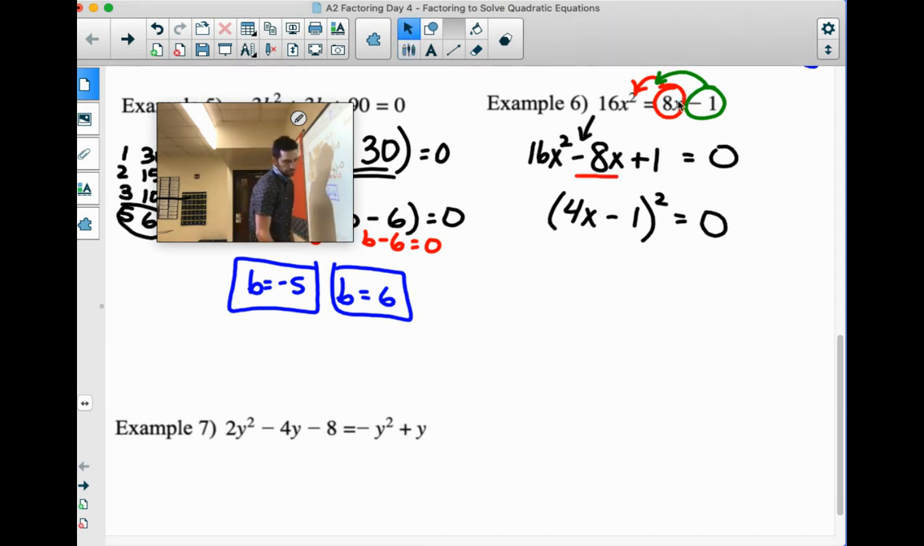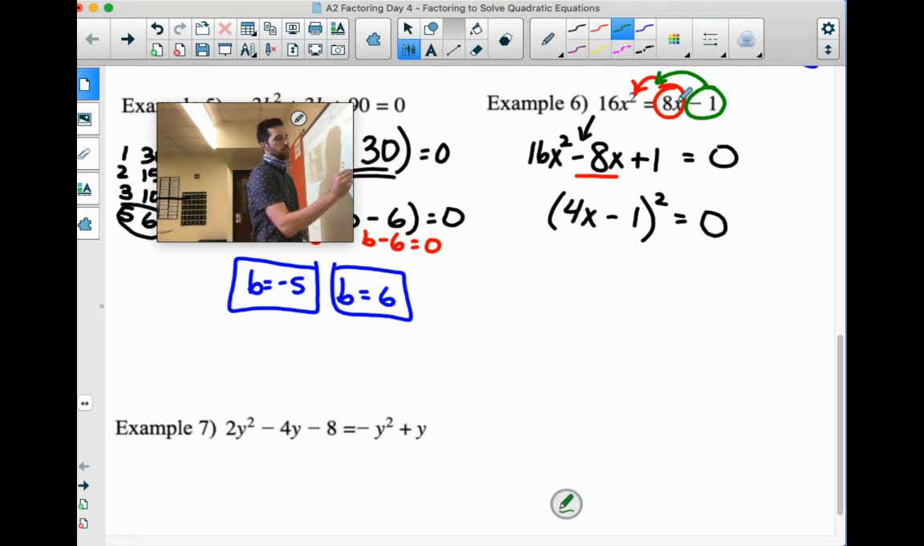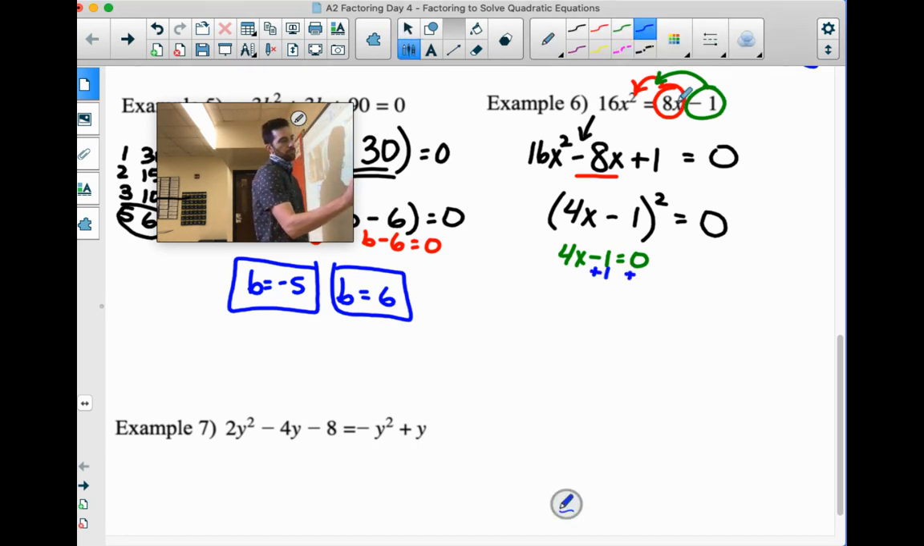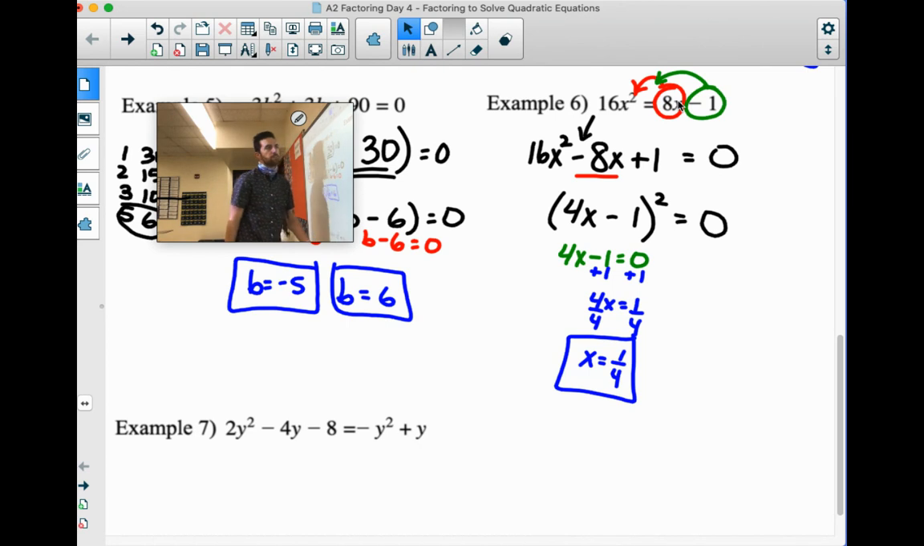Great. Now, we only have one set of parentheses here. So there's only one spot that I need to set equal to 0. So we could just say 4x minus 1 equals 0 and solve that. You would add 1. 4x equals 1. And then you would divide by 4. So you get x equals 1/4. There's only one answer here because if you set up 2 sets of parentheses, it would be 4x minus 1, 4x minus 1. So it would be the same answer either way.